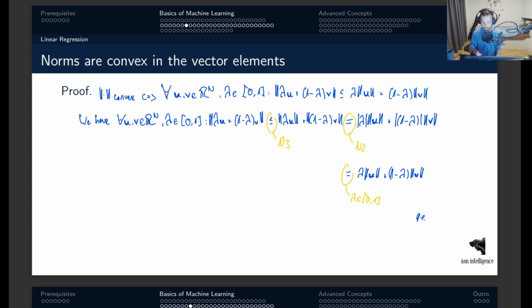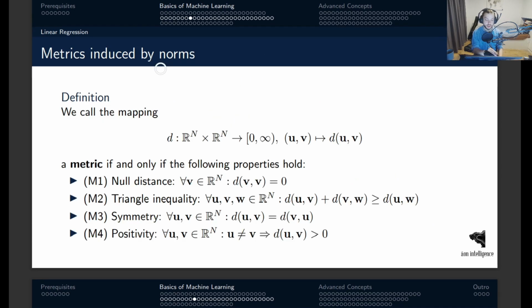And with that, we have shown that norms are convex in the vector elements. So now we have formally introduced norms, vector norms, which is a way to measure the magnitude of vectors. But now we'll also introduce metrics, which is a way to measure the distance between 2 points. So we have the following definition. We call the mapping D, which takes as input a tuple of n-dimensional real-valued vectors and produces a positive real number, a metric, if and only if the following properties hold.